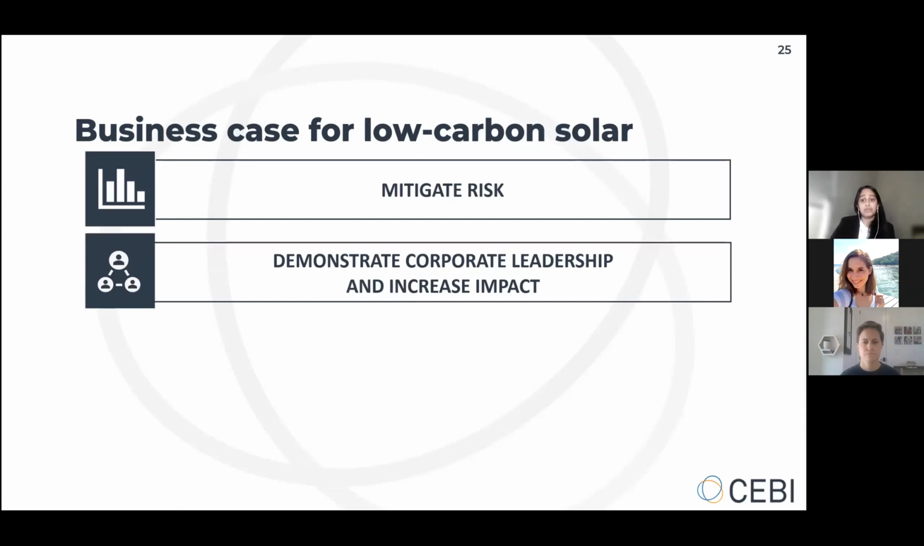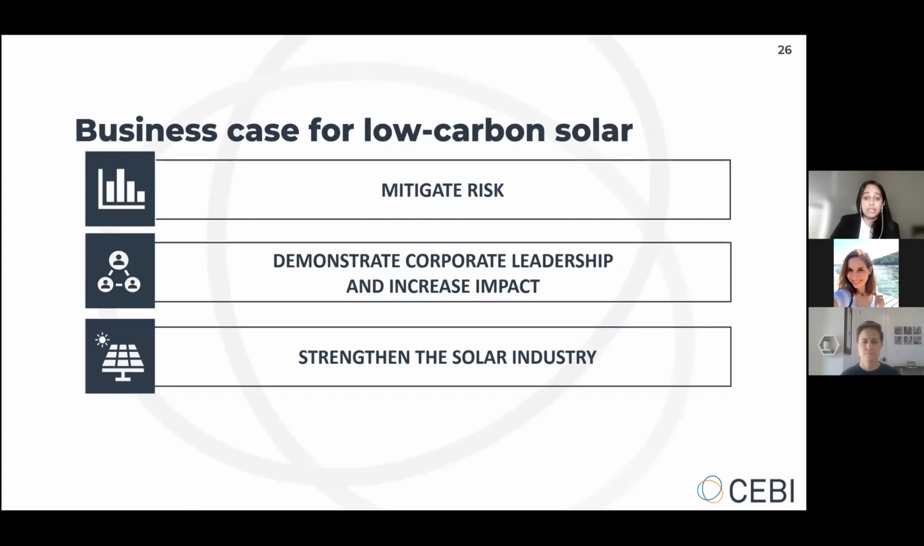Two, you can demonstrate corporate leadership and increase impact. Companies are setting increasingly bold targets and seeking to stand out in the growing group of organizations proactively working towards a zero carbon future. Companies can maximize impact through individual transactions and be recognized as leading the way to a sustainable green economy by bringing embodied carbon into the solar PV project selection process.